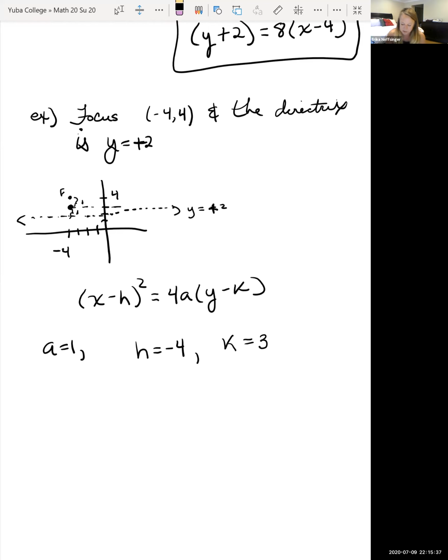So now we can just plug it into our equation. We have x minus h. So x minus -4 is really x plus 4, quantity squared, is equal to 4 times 1, which is 4, all times y minus k, y minus 3.